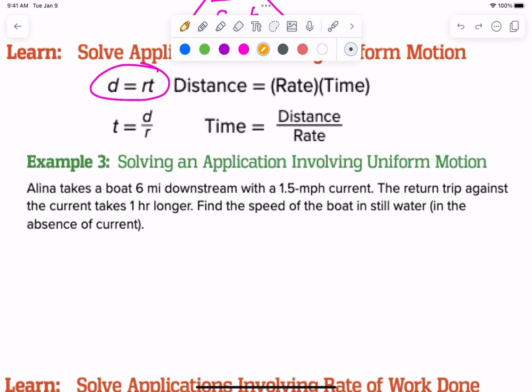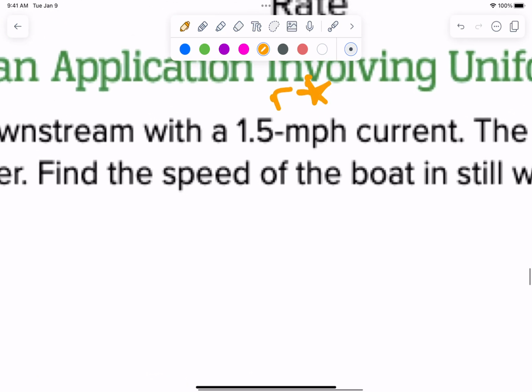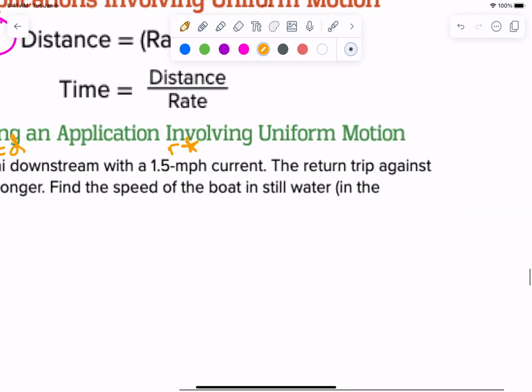Alina takes a boat 6 miles downstream. What does that sound like? Distance. That sounds like a distance, I'm guessing. With a 1.5 mile per hour current, that sounds like a rate. Kind of. I'm going to put a star next to rate because that's not how fast I'm going. That's how fast the current is pushing me. So I'm probably going more than 1.5 if I'm going with the current, okay? So that's kind of like your rate.